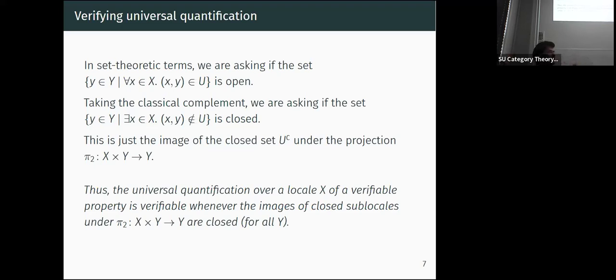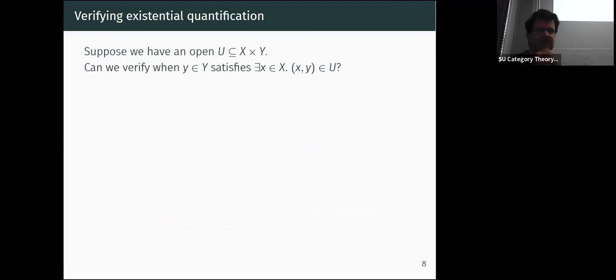So that's another thing we want to talk about: when is this projection closed. But we aren't going to talk about that just yet, because there's a related thing which is easier to deal with. But remember this, because we'll get back to it. So before we talk about that in more detail, I want to talk a little bit more about existential quantification.